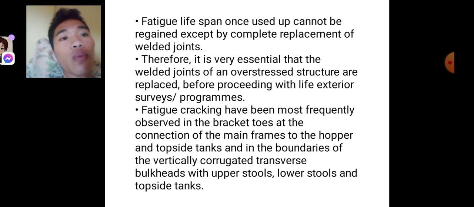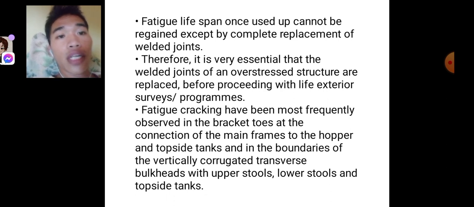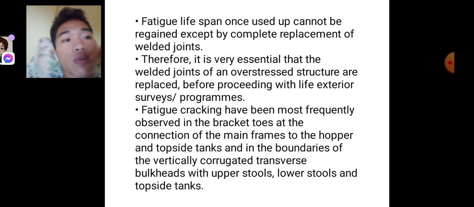Fatigue lifespan, once used, cannot be regained except by the complete replacement of welded joints. Therefore, it is very essential that the welded joints of an overstressed structure are replaced before proceeding with life extension surveys or programs. Fatigue cracking has been most frequently observed in the bracket toes at the connection of the main frames to the hopper and topside tanks, and in the boundaries of the vertically corrugated transverse bulkheads with upper stools, lower stools, and topside stools or topside tanks.